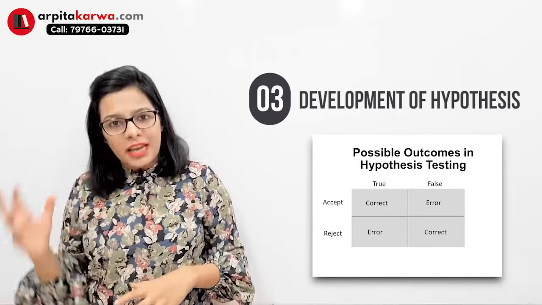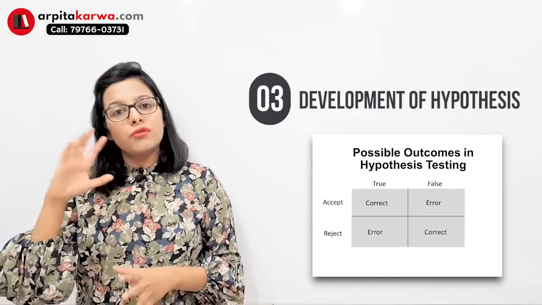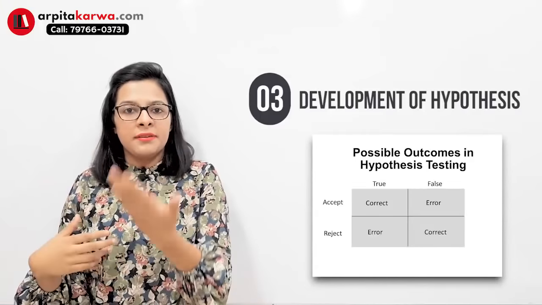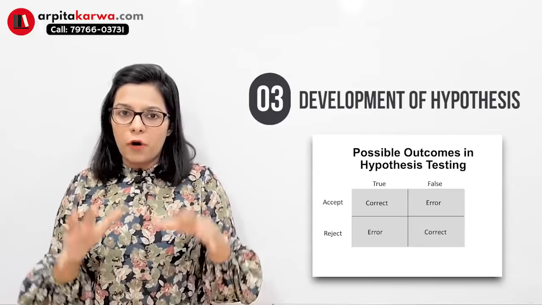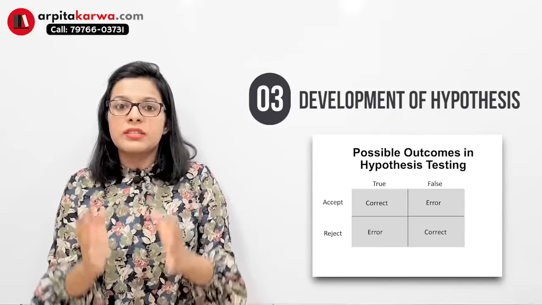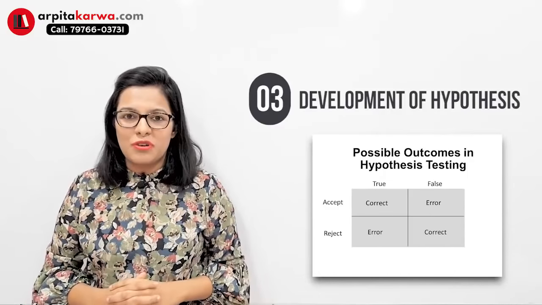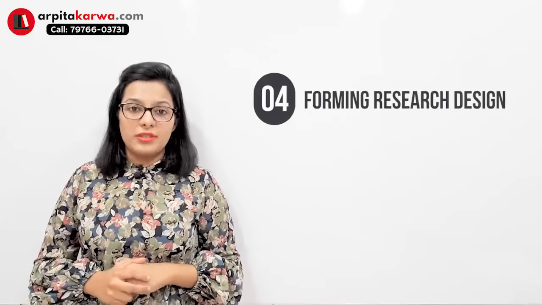Now there are different types of hypothesis, there are different theories related to hypothesis. We are going to talk about it in detail in our coming video lectures, but for now remember that making of hypothesis or creating an hypothesis is the third step of research process. The fourth step in research process is forming research design.